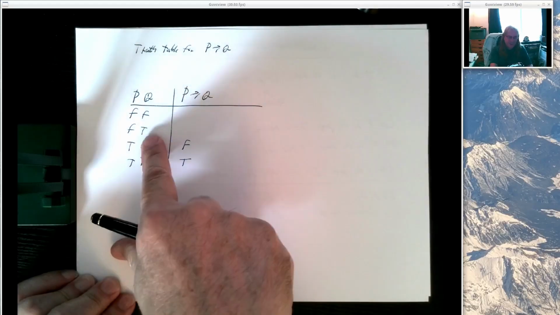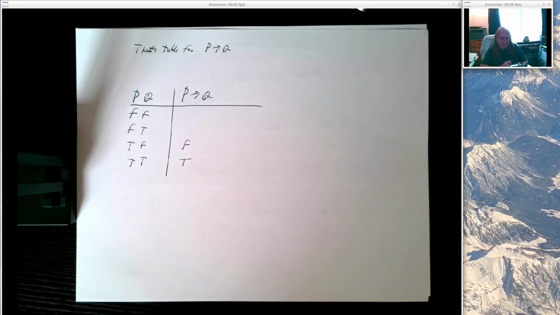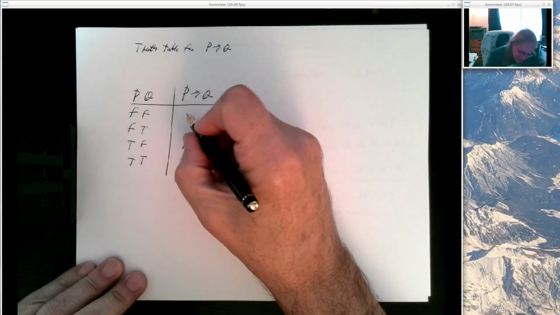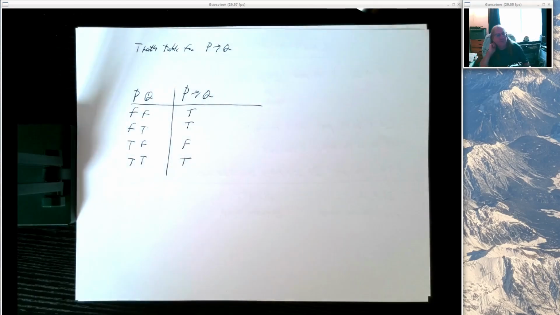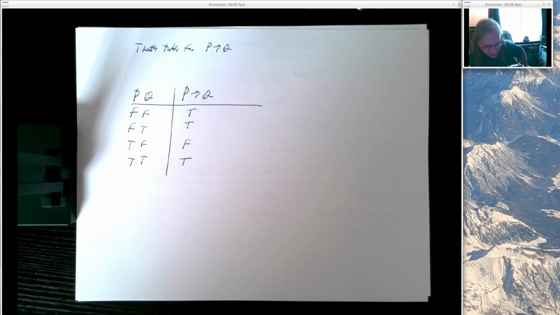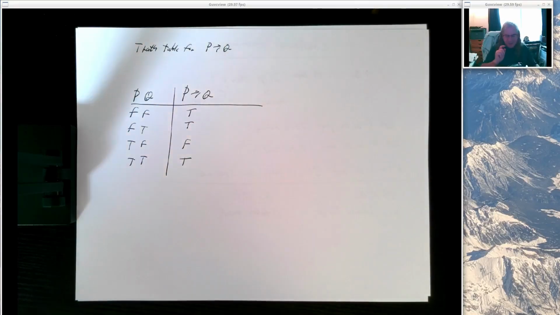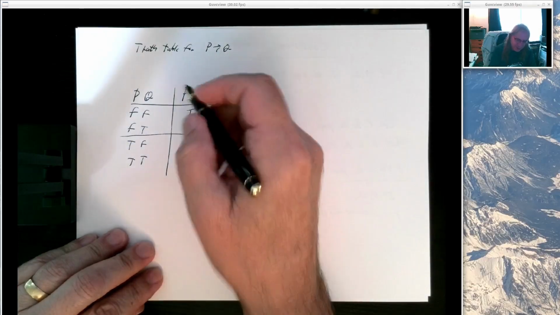These first 2 rows are a little trickier. So what it's going to turn out to be is that in these first 2 rows, the conditional statement is true. But that may be a little hard to see and to believe just from thinking about it. So let me give you some example propositions that will perhaps help with believing these first 2 rows.